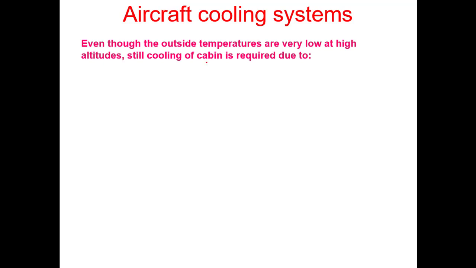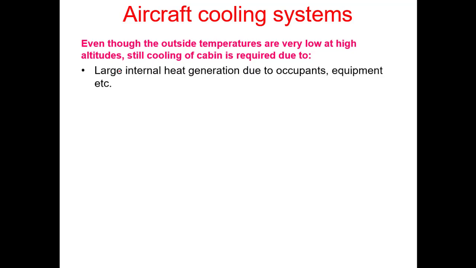The first question that comes to mind is that even though the outside temperatures are very low at high altitude, sometimes at very high altitude, let's say 10 kilometers above the ground, the temperature may be as low as minus 50 degrees C, in spite of so much low temperature, we still need cooling of the cabin. Why? Because of these reasons. One of the reasons is large internal heat generation due to occupants and equipment.